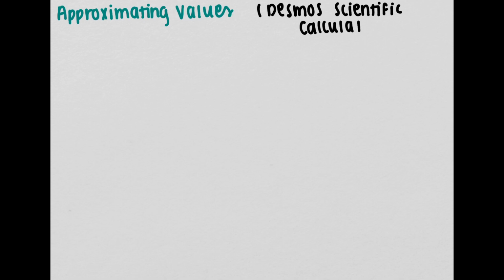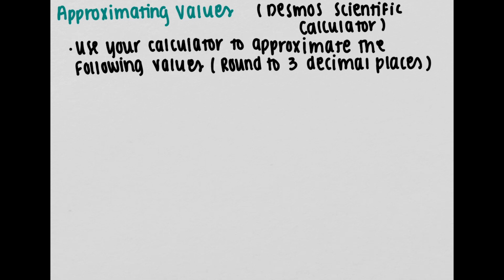Now, this last part is approximating values, and this is just using the calculator. So for this part, if you don't have your own calculator, you're going to want to go to Desmos Scientific Calculator. You don't want to go to the graphing because it's not going to do what you want it to do. This is an easy way for you to just plug it in and it'll give you the answer back. So in these, I'm asking you to use your calculator to approximate the following values, and I want you to round to 3 decimal places.